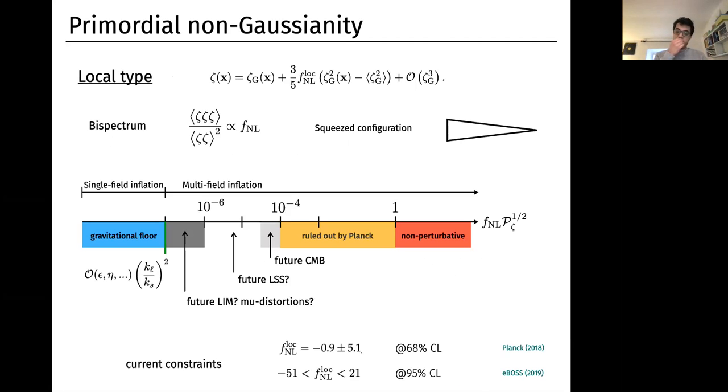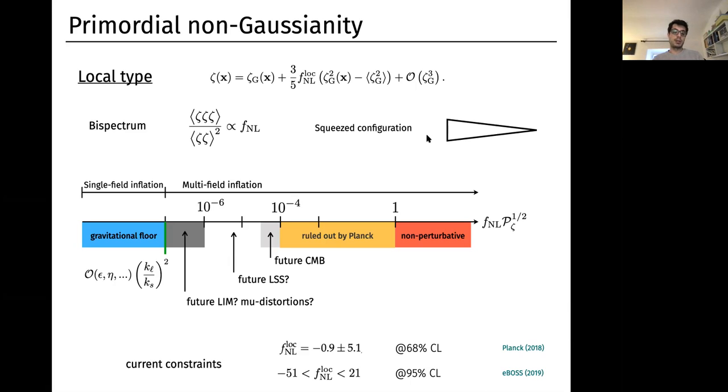The type of non-Gaussianity that we input in the simulations is a local type. If you take the primordial perturbation field, we expand around the Gaussian. So there's a Gaussian, and then we have a term going like zeta squared with some parameter. If you compute the 3-point function normalized by the power spectrum squared, it's proportional to this parameter. This type of non-Gaussianity peaks in the squeezed configuration, when the triangle of momenta is squeezed on one side. It has to be a triangle because of momentum conservation.